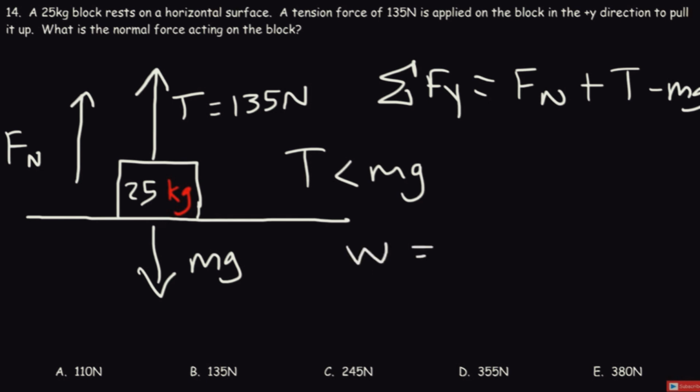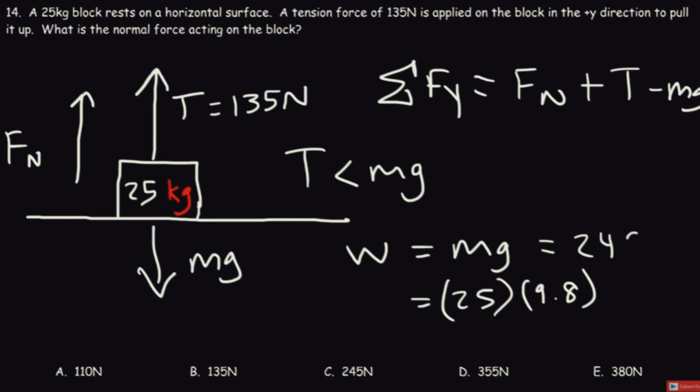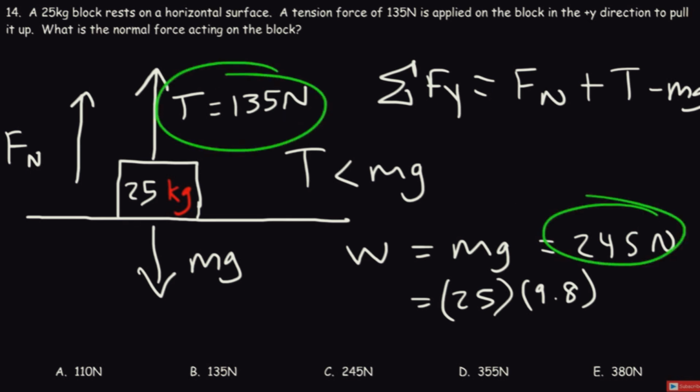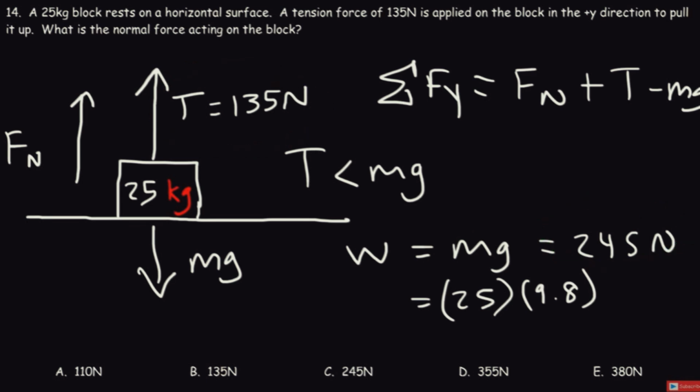So let's calculate the weight force. The weight is mg. It is the mass, which is 25, times the gravitational acceleration of 9.8 meters per second squared. 25 times 9.8 is 245 newtons. So notice that the tension force is less than the weight force, so there is a normal force in this problem. So let's go ahead and calculate the normal force.